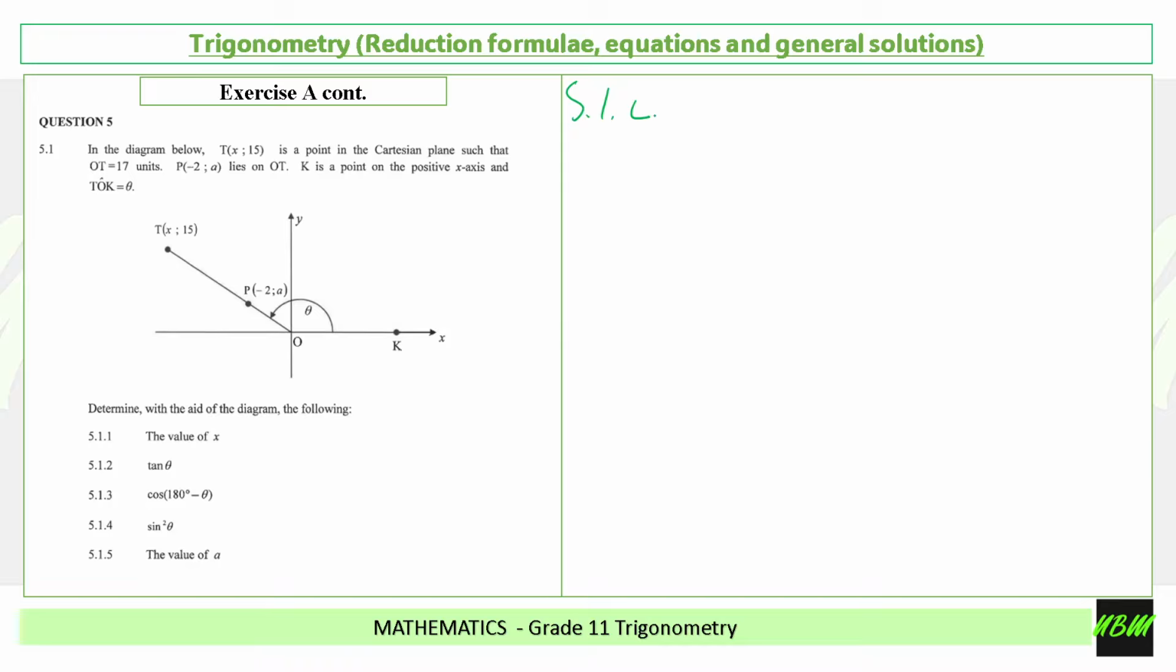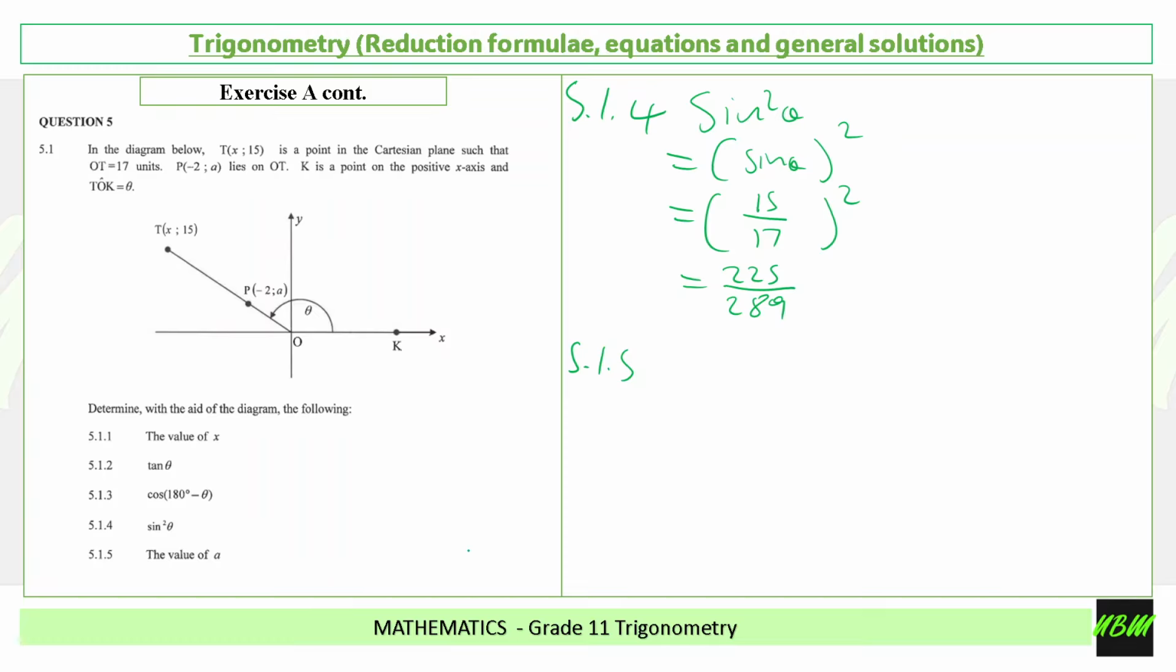Now 5.1.4, sine squared theta. Sine squared theta we first rewrite as (sine theta) all squared. Inside the brackets we have sine theta. What is sine theta? Sine theta is y over r. y is 15 over r is 17, which is equal to 15 squared, 225, divided by 17 squared, 289.